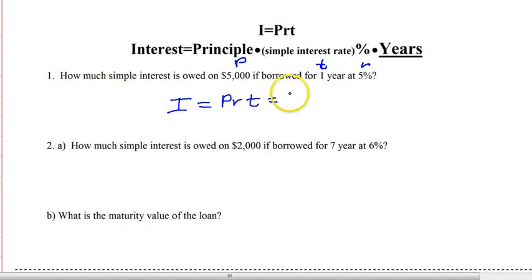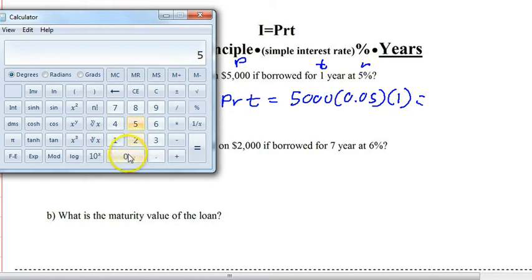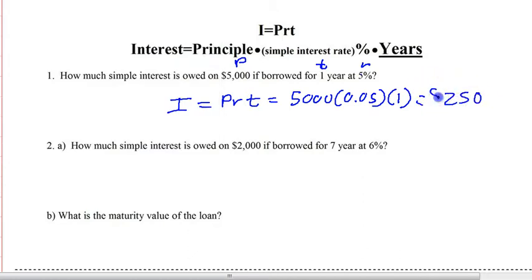So, principal is 5,000, the rate is 0.05, and then the time is 1. And then you just take your calculator and plug all that in. 5,000 times 0.05, and I'm not going to put in 1 because it won't change anything. 250. That's the interest. That's a simple interest. So if $5,000 was put into a loan or an account at 5% for 1 year, it'd be 250. And for most rates, you can actually treat these as APYs, annual percentage yields, and it would work the same way as a simple interest for 1 year.